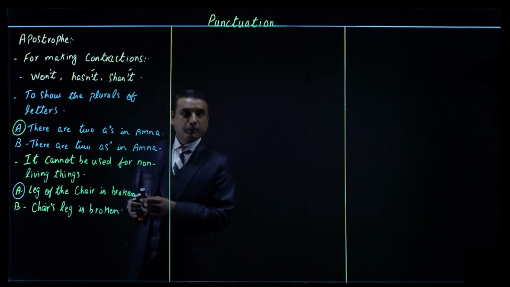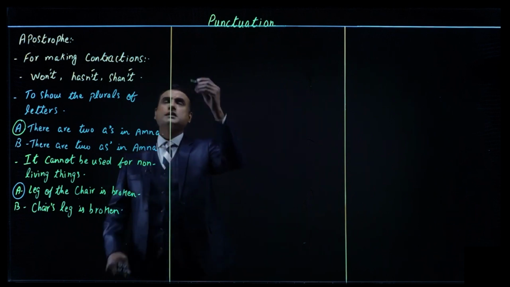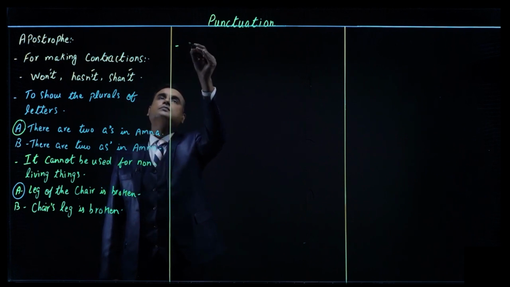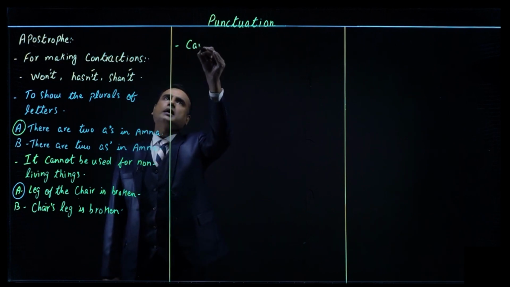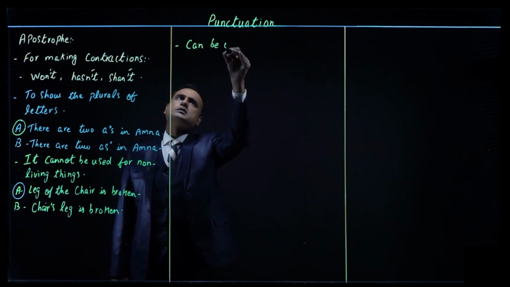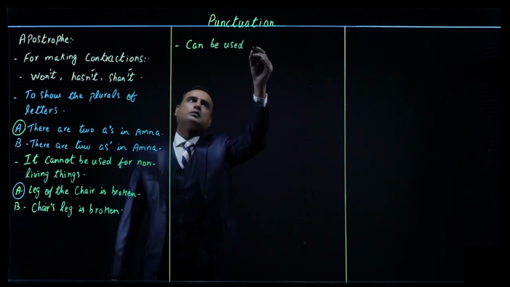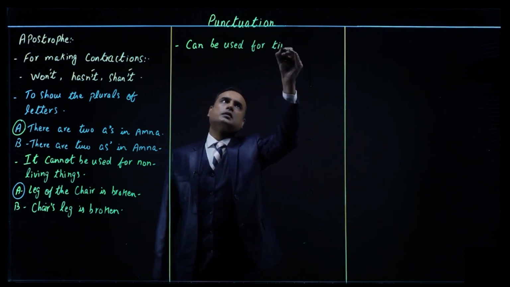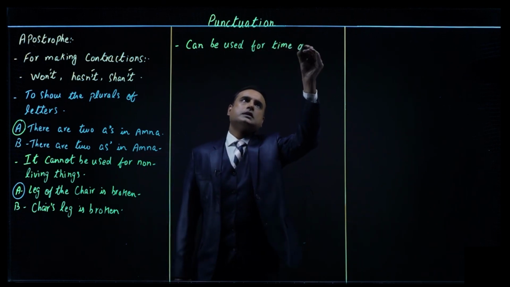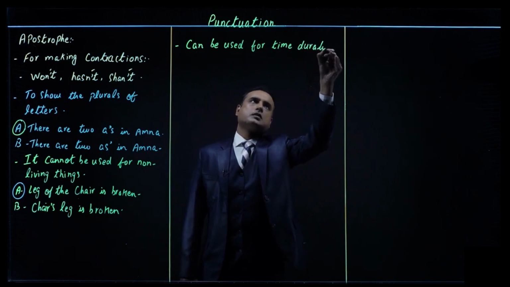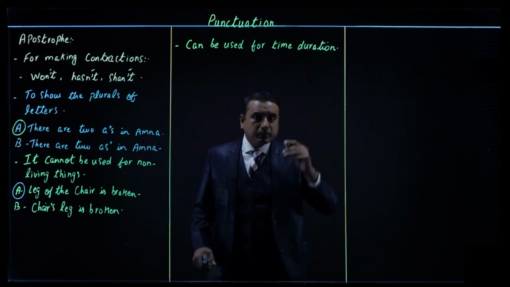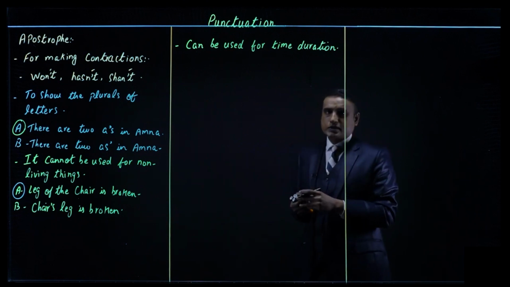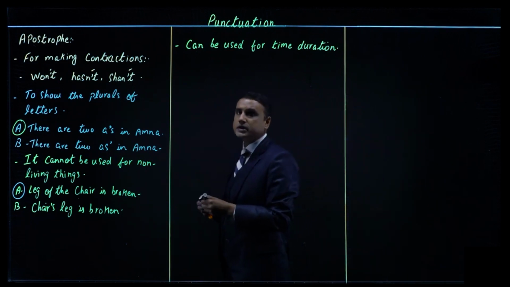But there are some exceptions to this rule, which says that apostrophe cannot be used for non-living things. And the first one is, it can be used for time duration. Although कि time भी क्या है? It's a non-living entity, but we can use it, and we can use apostrophe for time durations.